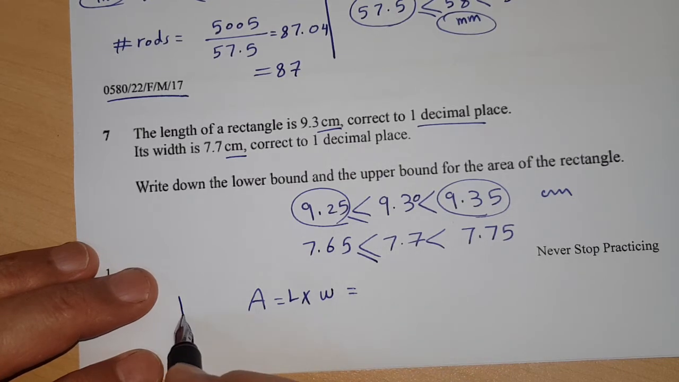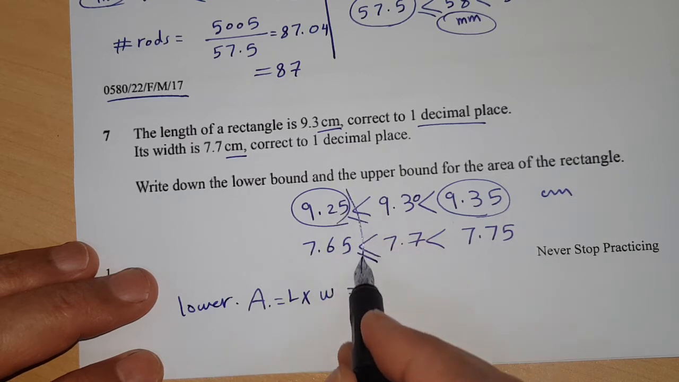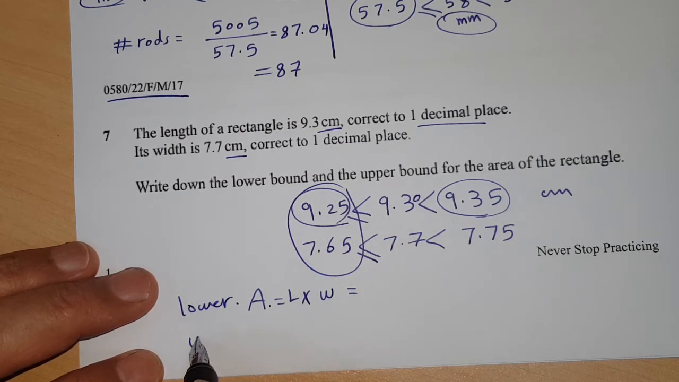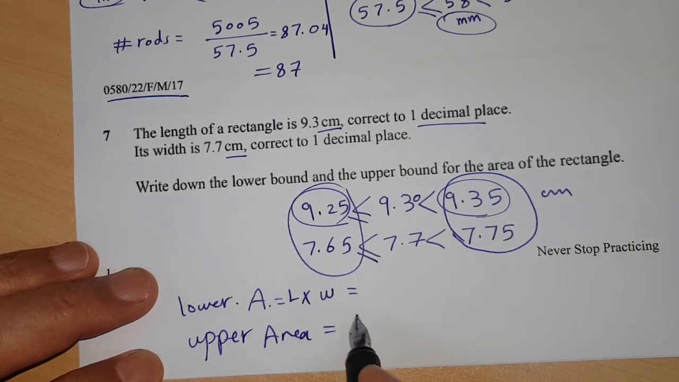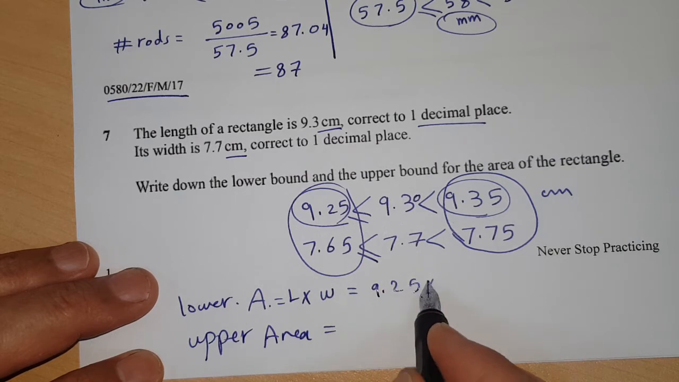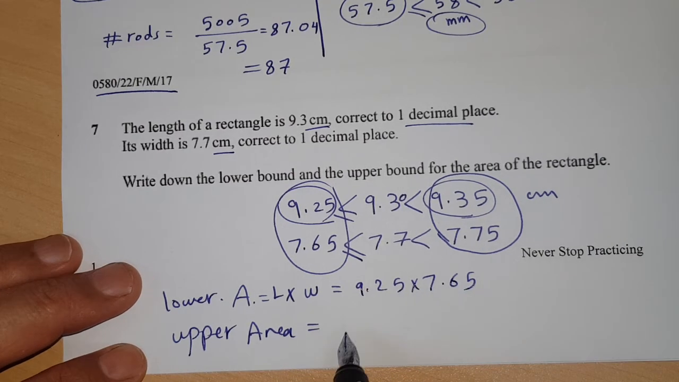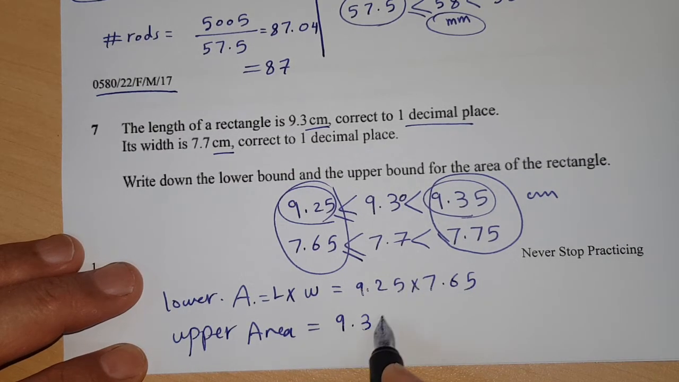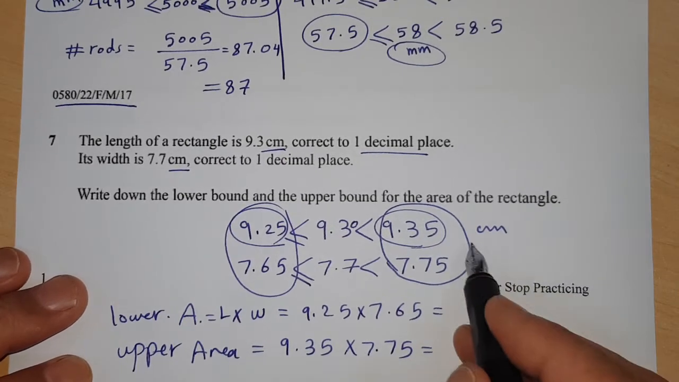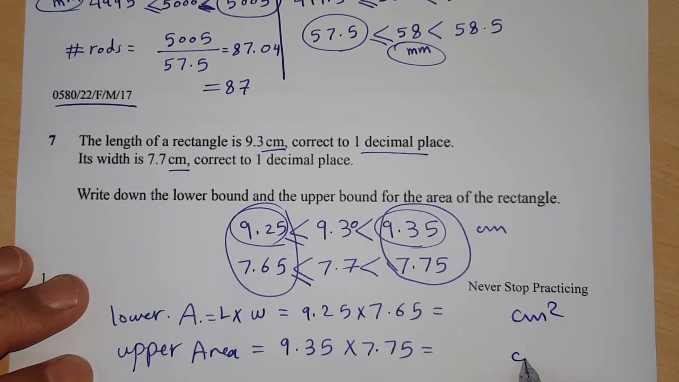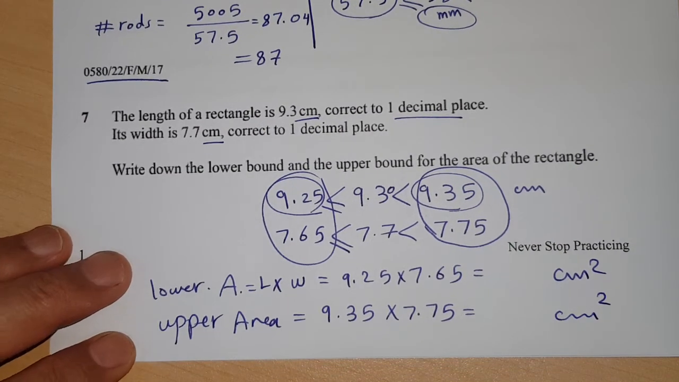The lower area equals the lower dimension multiplied by the lower dimension, and the upper area equals upper by upper. It's easy, yes. 9.25 times 7.65. You can use a calculator to get the answer and write it down. 9.35 times 7.75. And don't forget to write the unit, centimeter. The area will be centimeter square. Okay? Very easy.